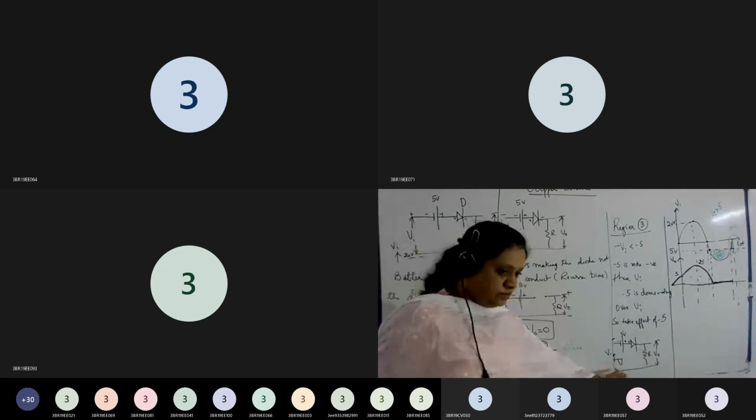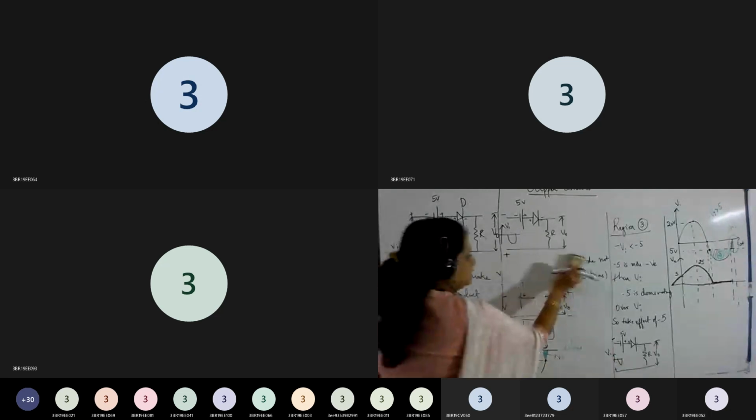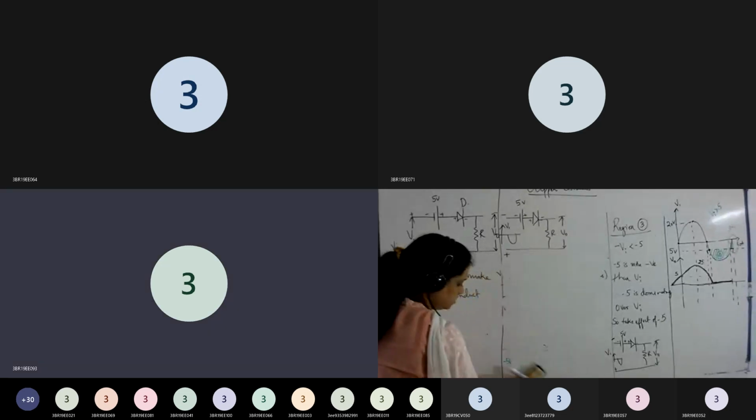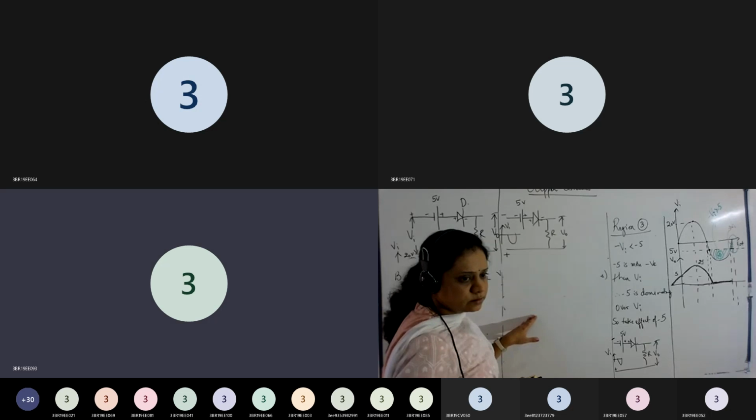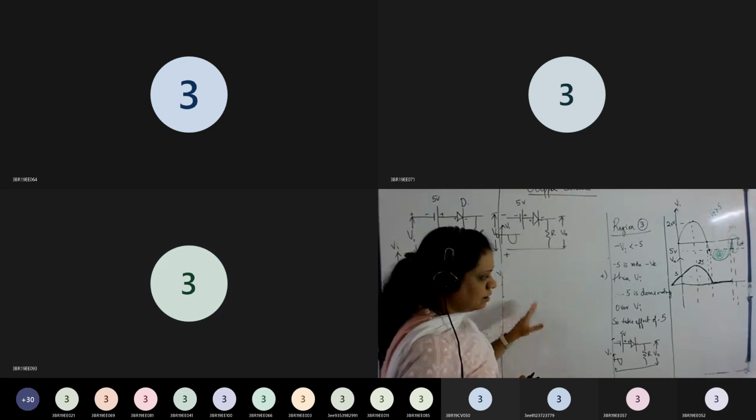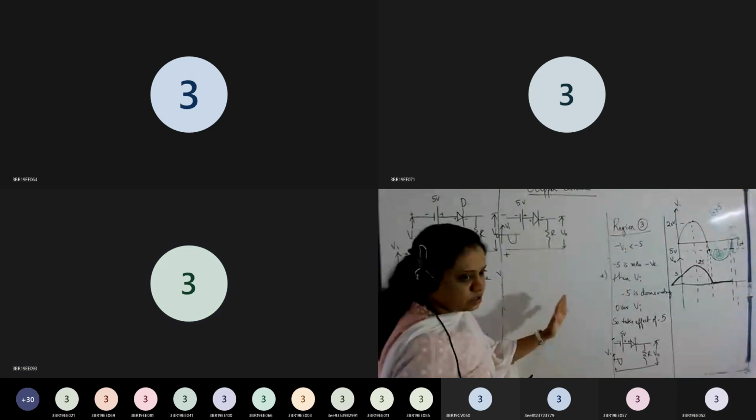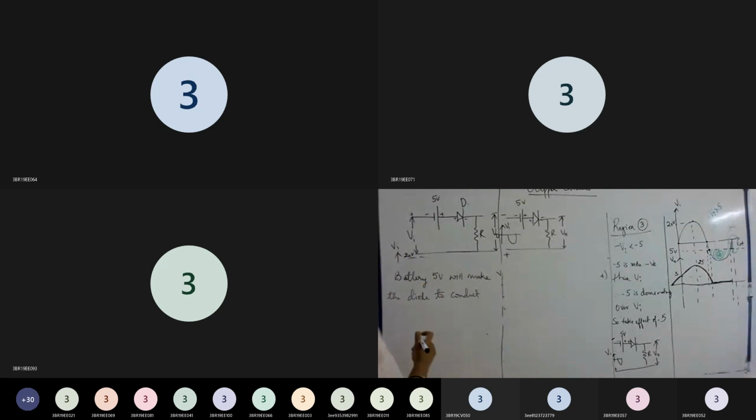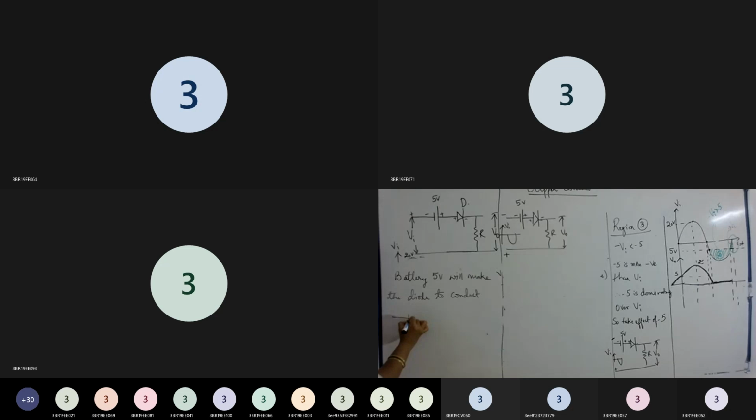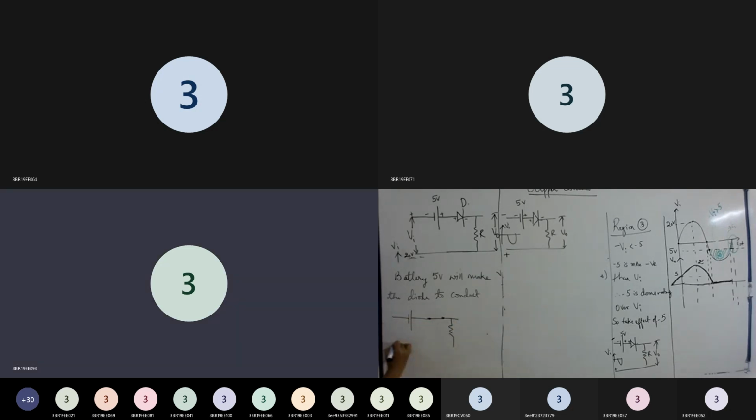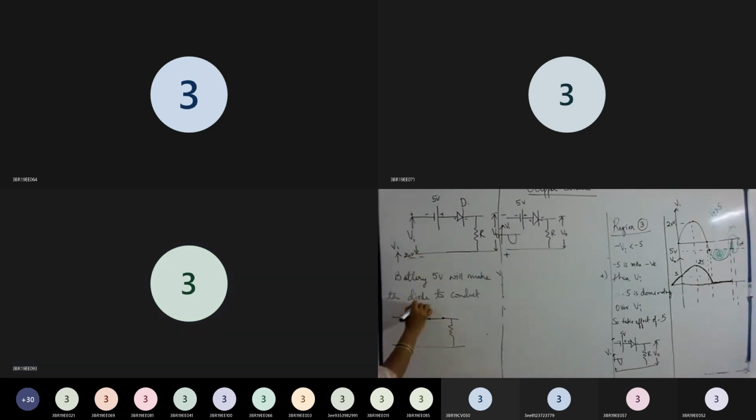Please write it. I think you can follow the flow. I'll erase these things, don't get confused. I think you are taking it parallelly, right? Yes, ma'am. I've erased so many things. So the 5 volt battery will make the diode conduct. Therefore, the diode is replaced by a short circuit. So the circuit will be similar to the positive cycle, right? Yes, ma'am.